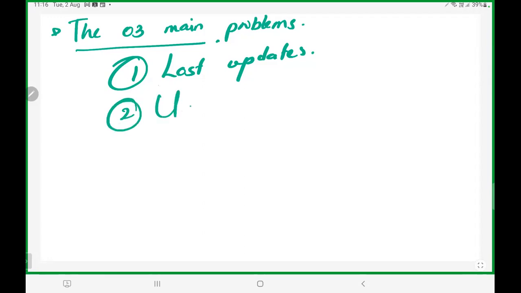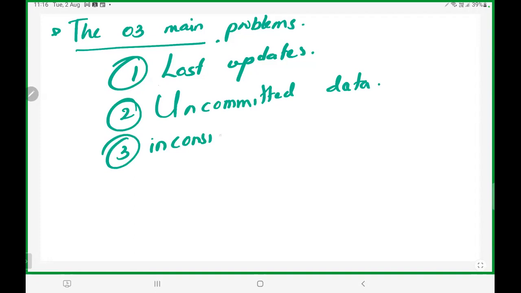Then uncommitted data. I will explain, right? Uncommitted data is the second problem. The third problem is inconsistent retrieval. There can be lost updates, there can be uncommitted data, and there can be inconsistent retrievals.